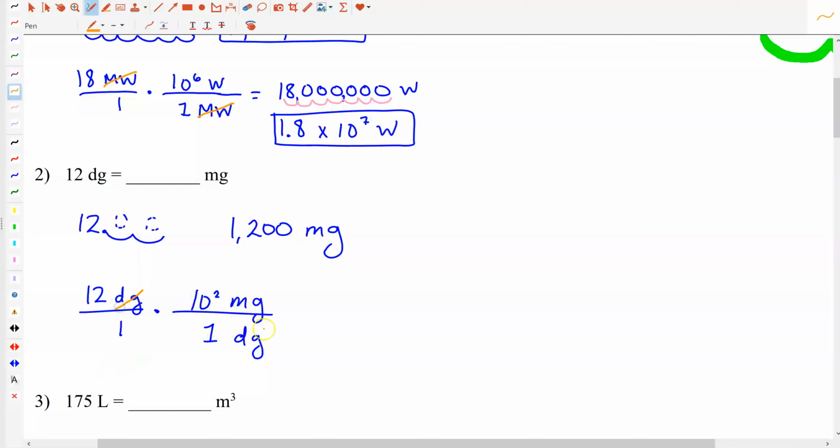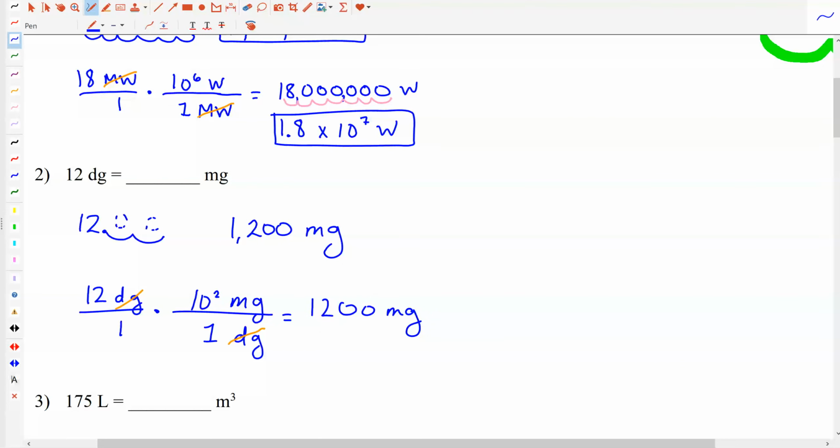My decigram units would cancel because they're on the diagonal. And then multiplying 12 by this power of 10 means I'm going to move the decimal point right 2 spots. So again, if I move the decimal point right 2 spots, I end up with 1,200 milligrams.